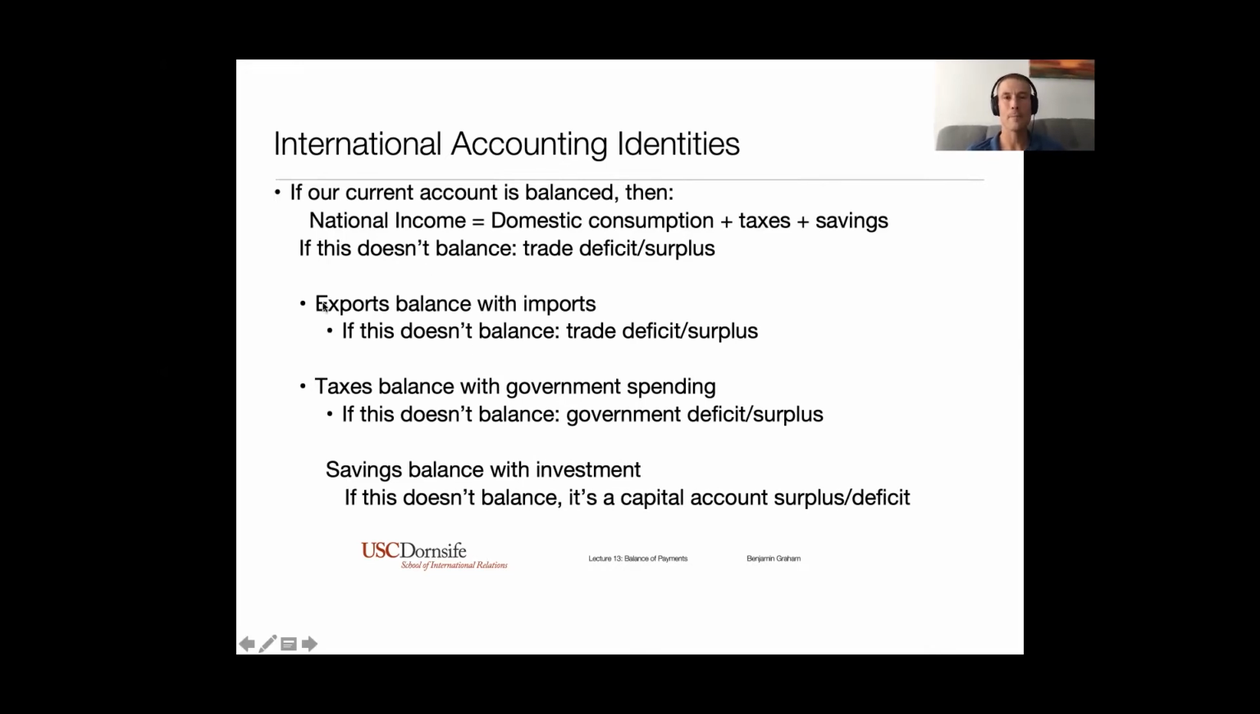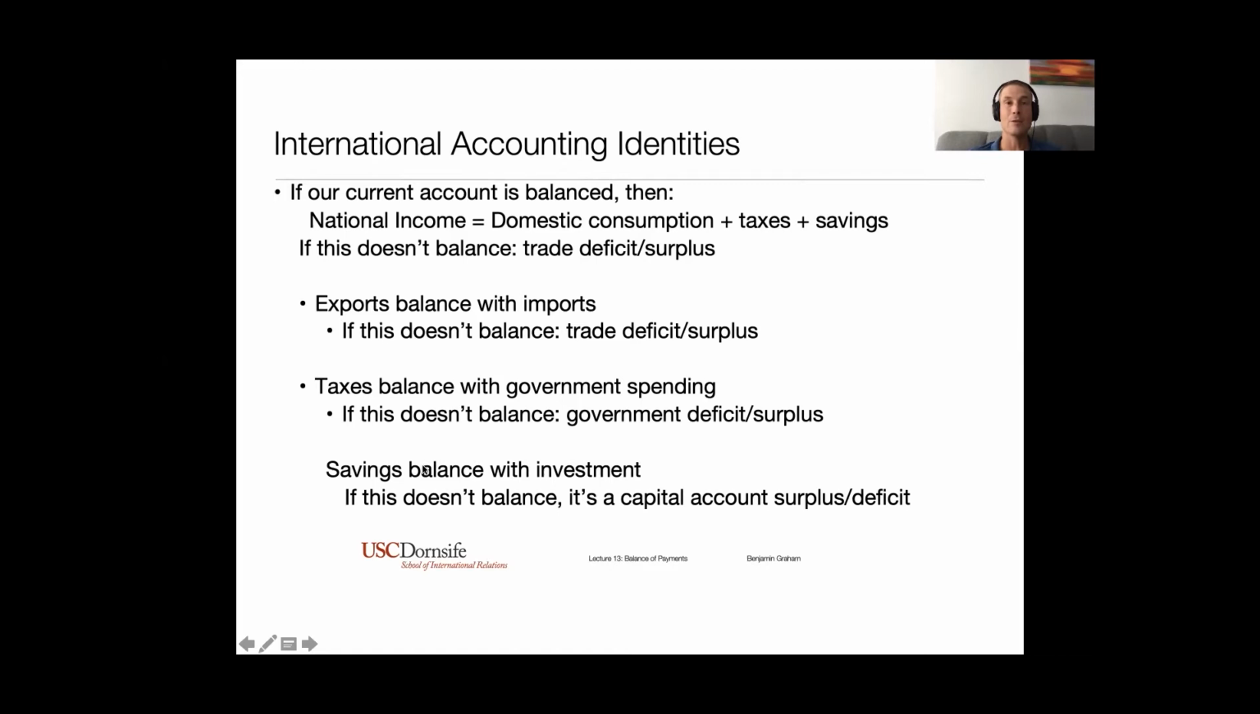So if we have our current account totally in balance, then exports are balanced with imports. And if it's not balanced out, that's what we call a trade deficit or a trade surplus, right? And if taxes are balanced with spending, if those are perfectly balanced, then we are running a government deficit of zero or a government surplus of zero. And if not, then we have a surplus or we have a deficit, right? If we're bringing in more in taxes than we're spending, we have a government surplus. If we're spending more than we bring in taxes, then we have a government deficit, which is what we have in the United States right now, right?